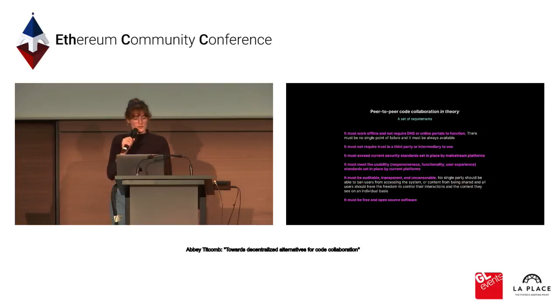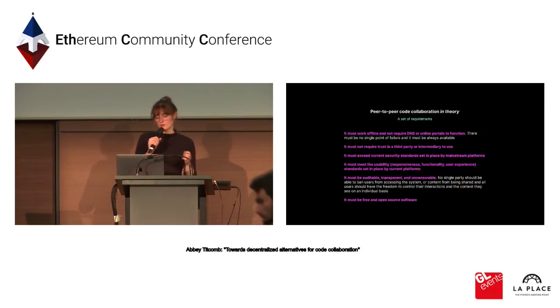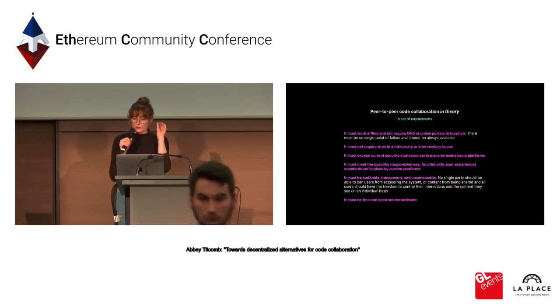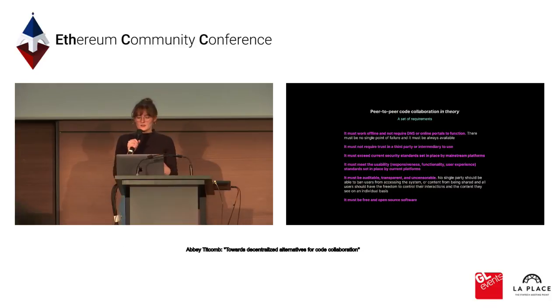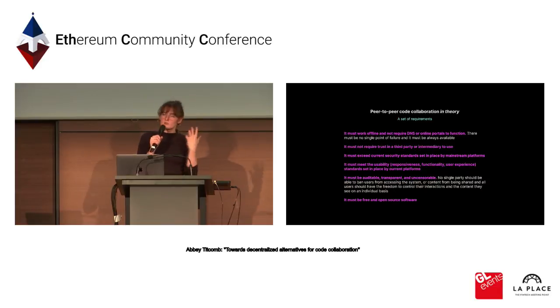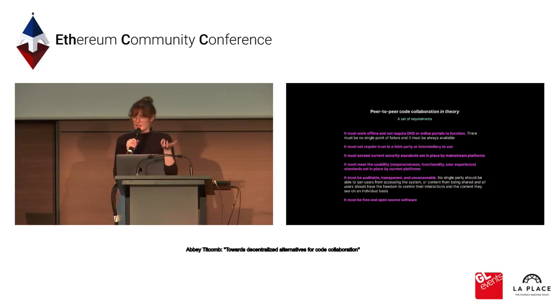It must work offline and not require DNS or online portals to function. It must not require trust in a third party or intermediary to use. It must exceed current security standards set in place by mainstream platforms, because they're just not good enough right now. And it must meet the usability standards, meaning responsiveness, functionality, user experience, and the user interface that is the standard for code collaboration now. It must meet those standards set by hosted platforms. And then finally, it must be auditable, transparent, and uncensorable. And of course, it must be free and open source software.